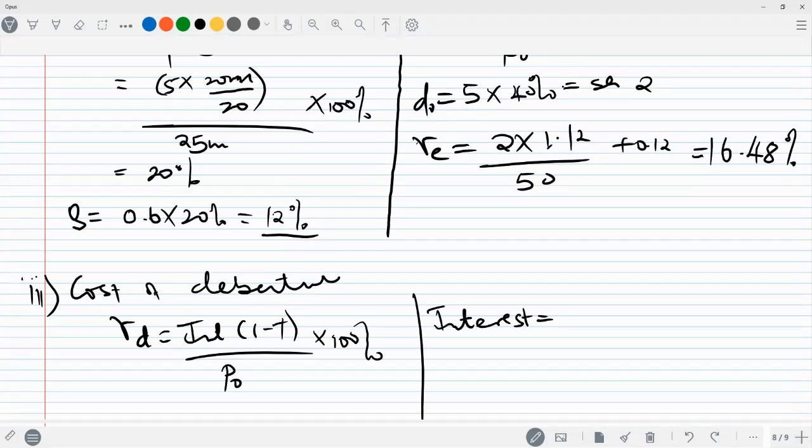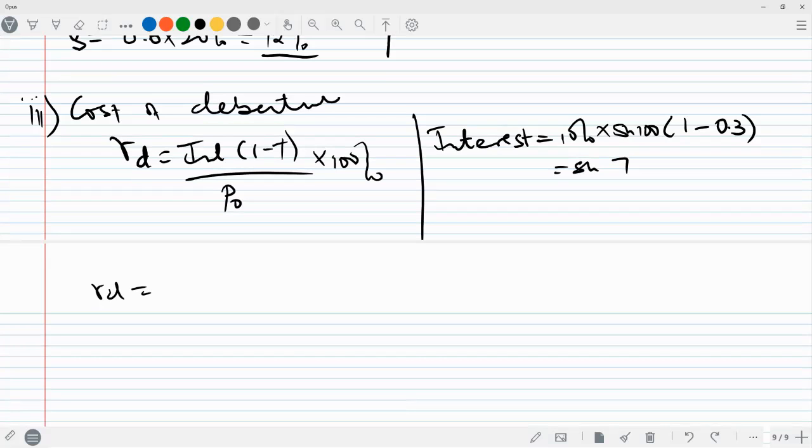The debenture is paying at a rate of 10%. Is there tax? Yes, there's tax. We have 10% times the nominal value. Therefore, after tax the factor is 70%, and the interest expense of the company per year is equal to 7 shillings. The cost of the debenture is therefore the interest 7 divided by P0, which we were told is equal to 110, and we express this as a percent, to give us how much?